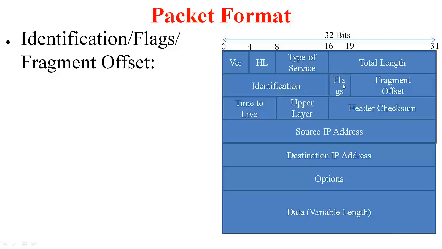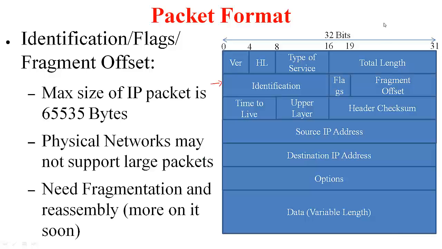Then come the fields identification, flags and fragment offset. This is to help in the fragmentation and reassembly that I mentioned earlier. But first, tell me, what is the maximum size an IP packet can take? Since the total length field is 16 bits, you can have 2 to the power of 16 minus 1 bytes, because this total length captures the byte count.